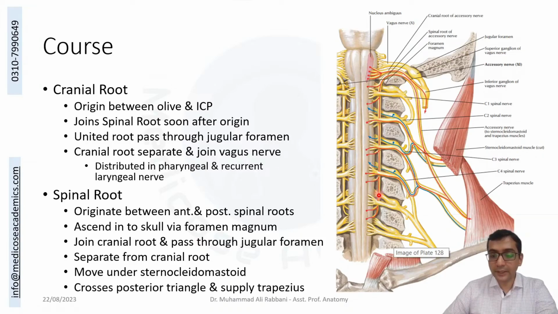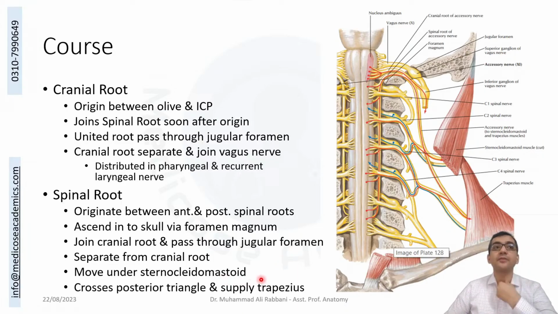It originates from anterior horns, moves between the two roots, through the foramen magnum into the posterior cranial fossa, joins the cranial root, and gets separated again. It supplies two muscles, sternocleidomastoid and trapezius. The sternocleidomastoid does two functions. It allows you to look to the opposite side. I have contracted my right sternocleidomastoid, and it is allowing me to turn my head toward the left side.